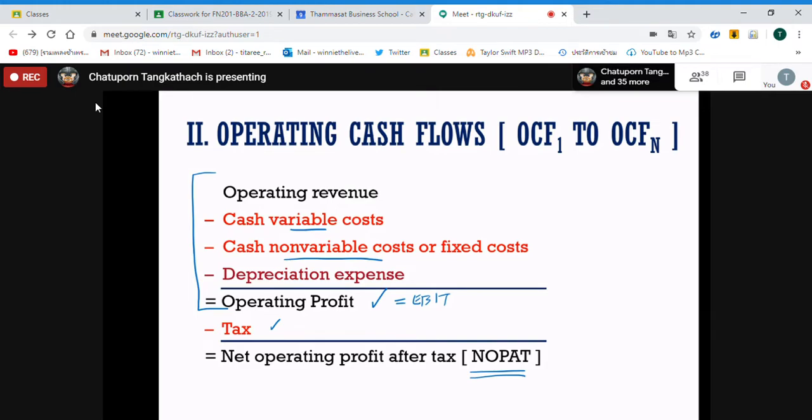Now, what I would like you to notice is that when you're doing this, you deduct depreciation expense. You know that this one is a non-cash expense, right? We need to deduct this one because we want to compute the correct profit and the correct tax payment. So we get something called NOPAT, similar to net income, but it is the net income without interest expense. Now, this is profit. It is not cash. So we need to adjust it.